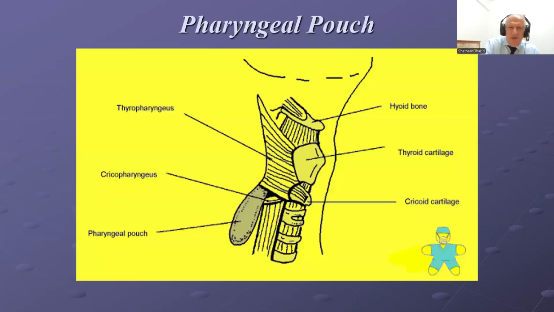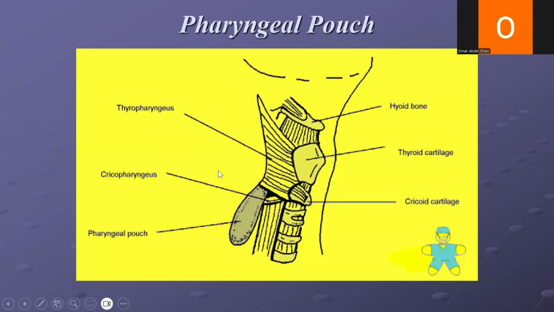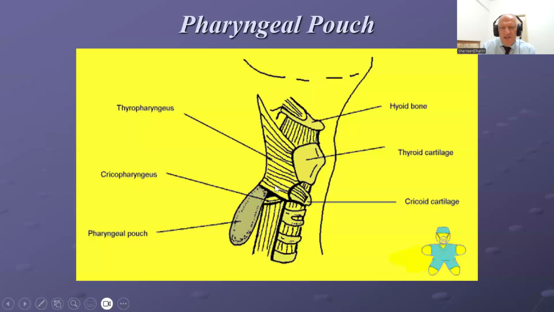What else? What about the pharyngeal pouch? What is a pharyngeal pouch? It's called Zenker's diverticulum. It's due to a loss of relaxation of the cricopharyngeus muscle. What is the cricopharyngeal muscle? It's part of which muscle? The inferior pharyngeal constrictor. Okay, so it is in between, and they have this pharyngeal pouch.